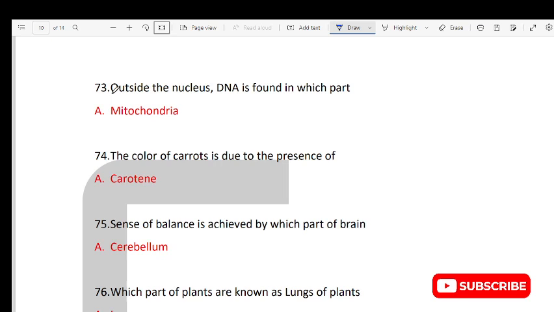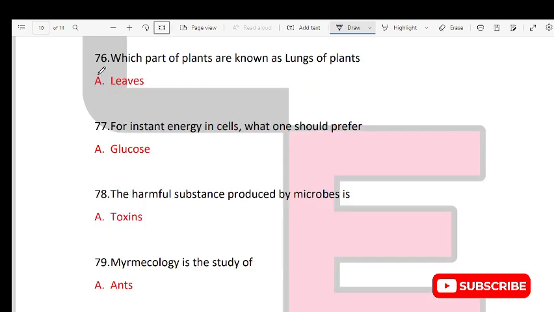Question number 73. Outside the nucleus, DNA is found in which part? Answer: mitochondria. 74. The color of carrots is due to the presence of? Answer: carotene. 75. Sense of balance is achieved by which part of brain? Answer: cerebellum. Question number 76. Which part of plants is known as lungs of plants? Answer: leaves.